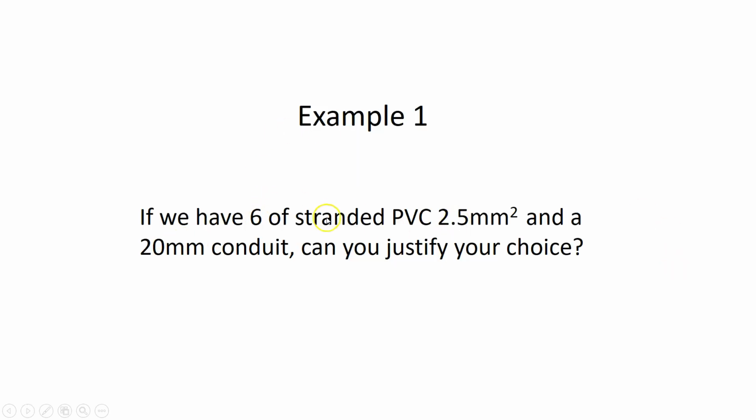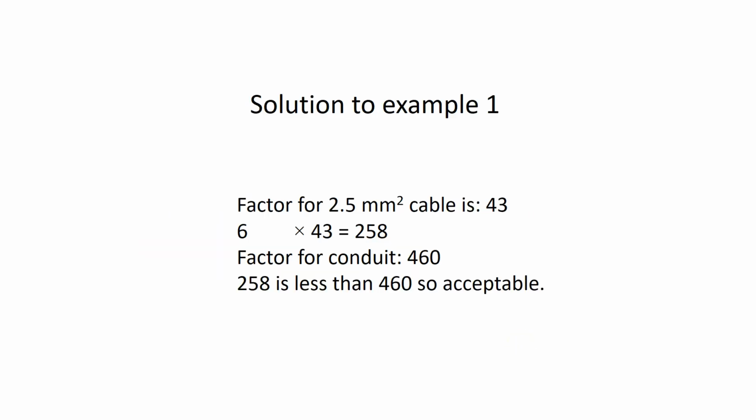So if we try an example, if we have 6 stranded PVC 2.5mm cables and a 20mm conduit, can you justify that this choice is suitable? Now what I suggest you do is turn off the video for a few minutes, work it out and see if you can come back with an answer. And so the solution is, the factor for 2.5mm cable was 43. I had 6 of them, so it's 258. The factor for the 20mm conduit was 460. So that is acceptable. That's quite easily going to fit inside that conduit.